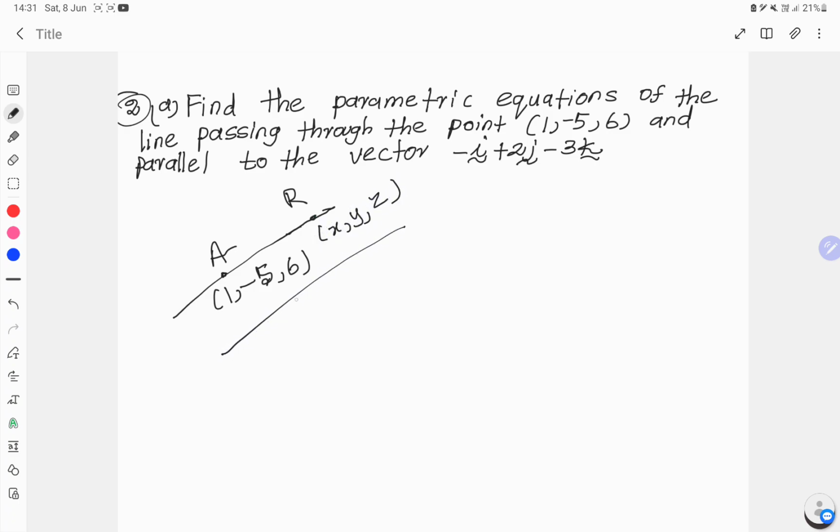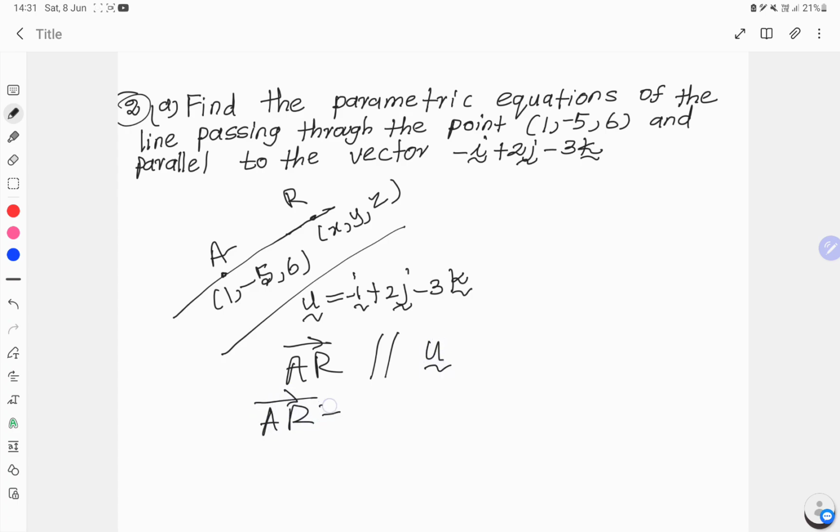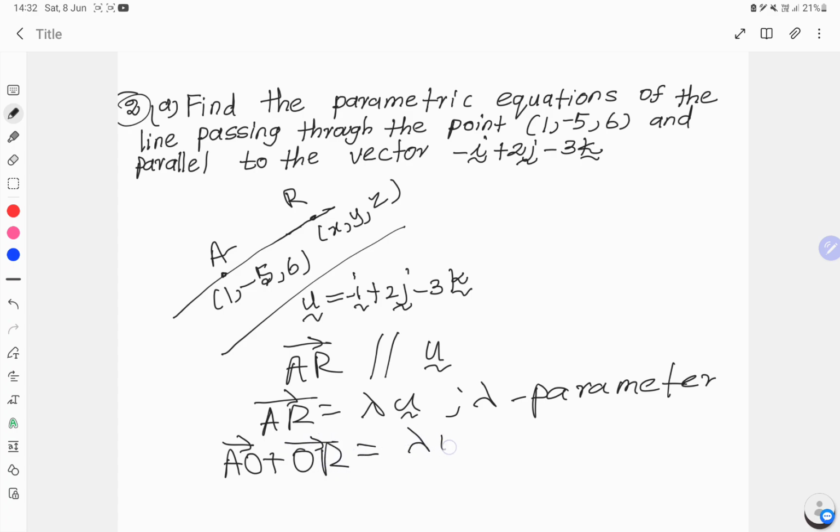This line is parallel to the vector. We take that vector u. This is minus i plus 2j minus 3k. If we see this AR vector is parallel to u vector, therefore we can write AR vector equal lambda u. Here lambda is the parameter. AR vector we can write AO vector plus OR vector plus lambda into u vector.